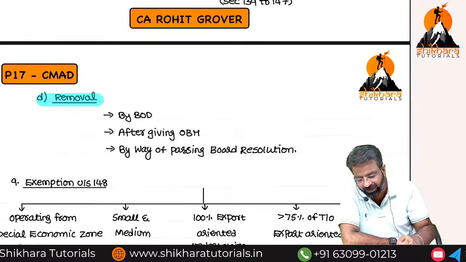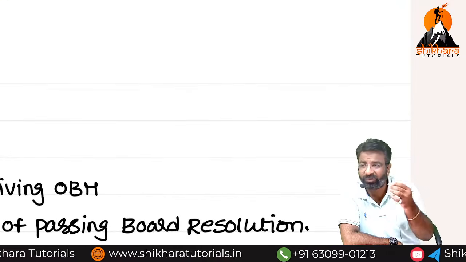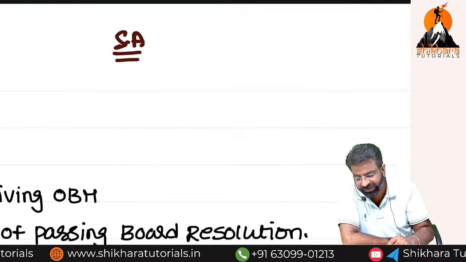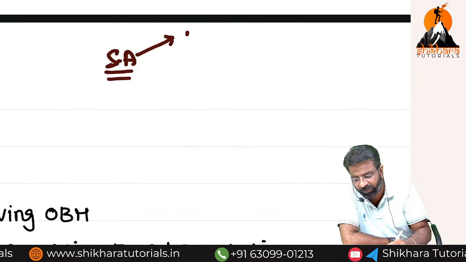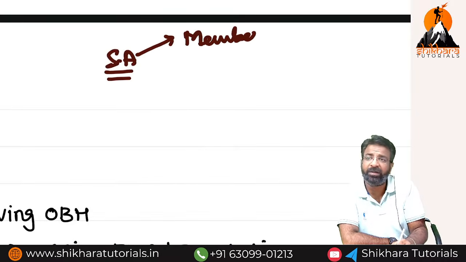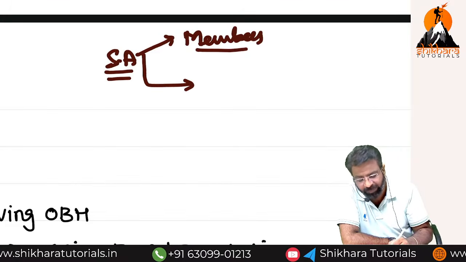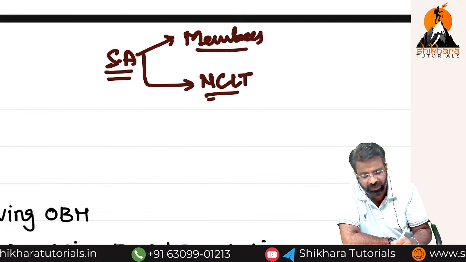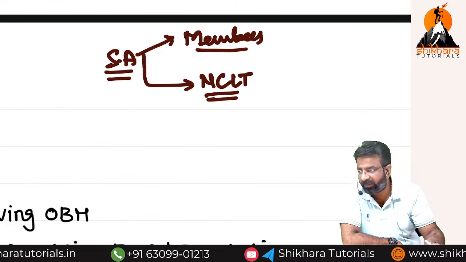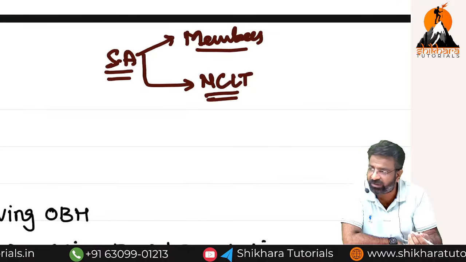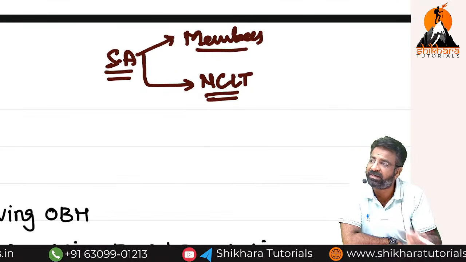Can anybody in the class tell me how a statutory auditor is removed? First of all, a statutory auditor can be removed by members. Who appointed them? So who can remove them? And the second person who can remove them is known as what? NCLT. I hope you remember. But do you remember what is the reason when members come into the picture and when NCLT comes into the picture?